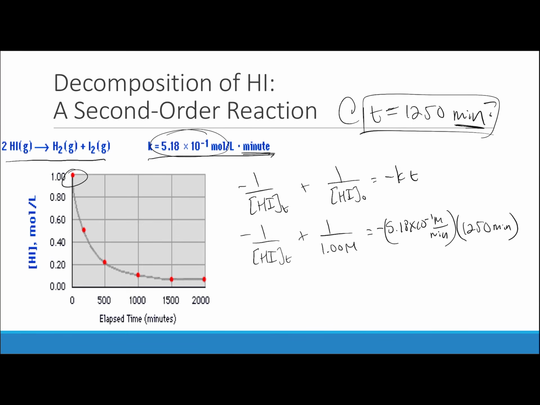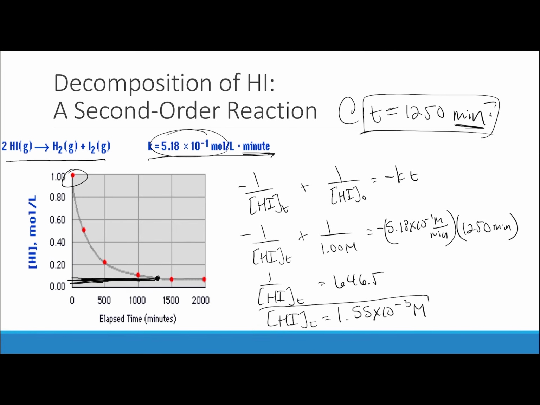Okay, so we get 1 over HI at time t is equal to 646.5. They were both negative, so the negatives canceled out, and then we can solve for HI at time t, and that is equal to 1.55 times 10 to the -3 molar. If we look, we're at 1250, that's somewhere right around here. That seems like a reasonable value. It's going to be pretty low, right? So, I like it. There we go.